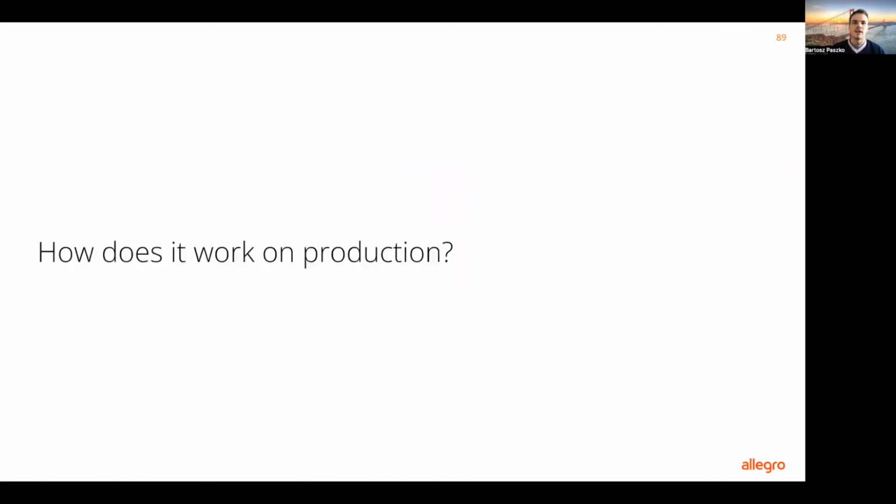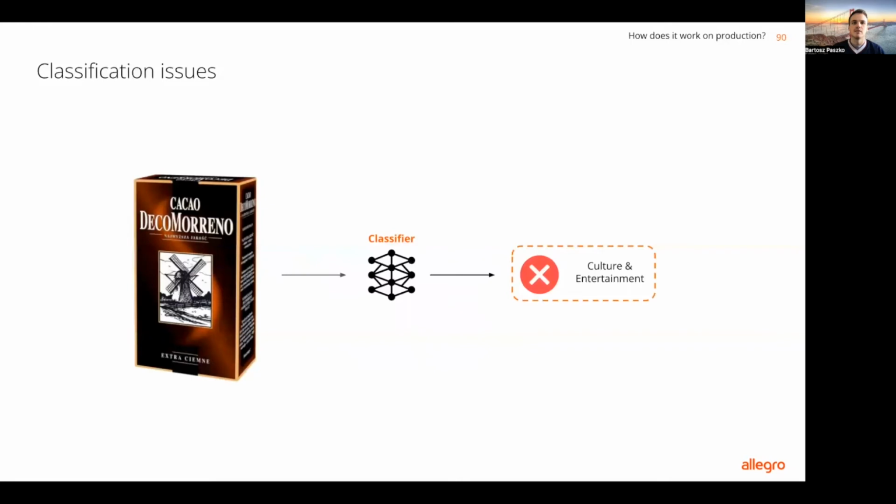But did it work as we expected? Turns out, not really. For example, there were a lot of classification issues. Mainly, the classifier had a large bias towards culture and entertainment. Maybe some full labels or boxes reminded it of book covers.